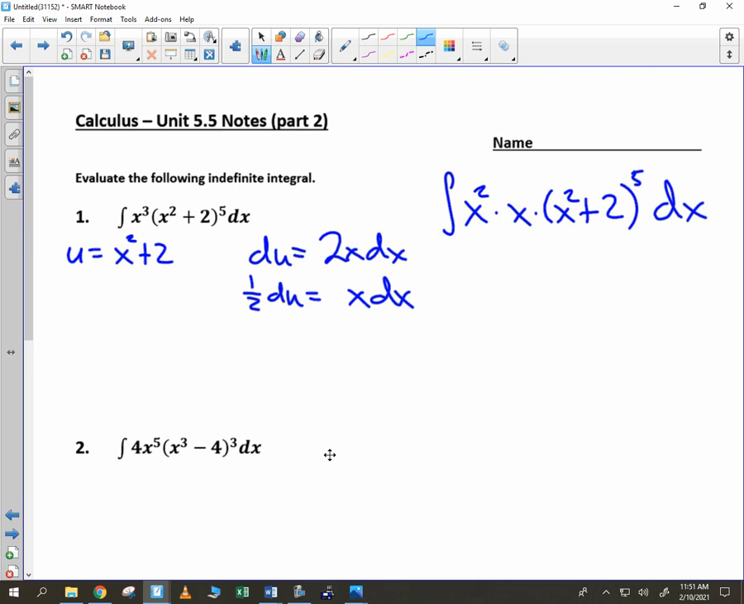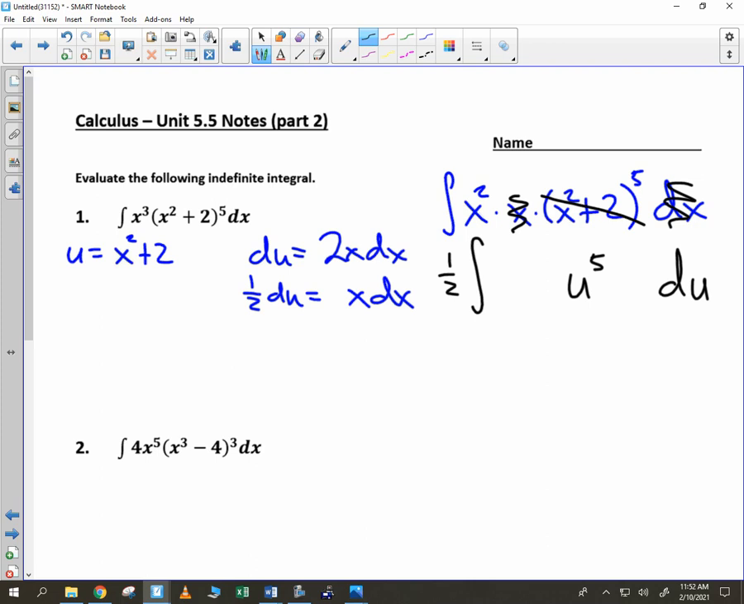All right, I'm going to cross some things off. 1/2 du. What do I get to cross off with 1/2 du? x dx. Good? What do I get to put in place of that? u to the 5th.